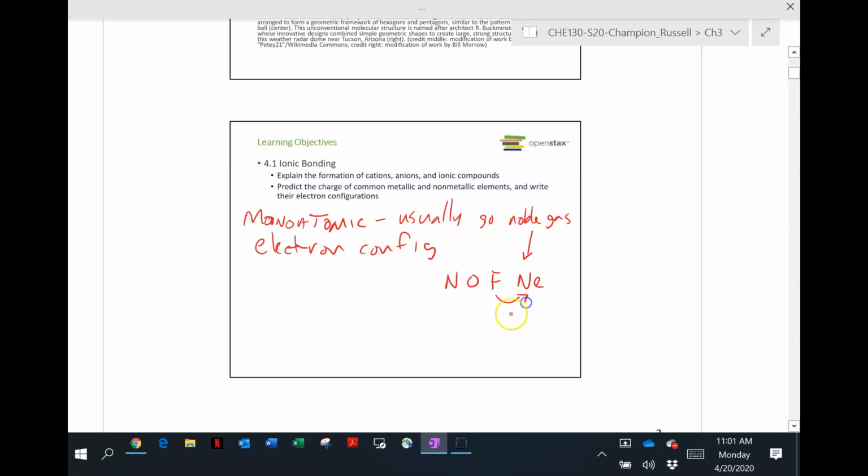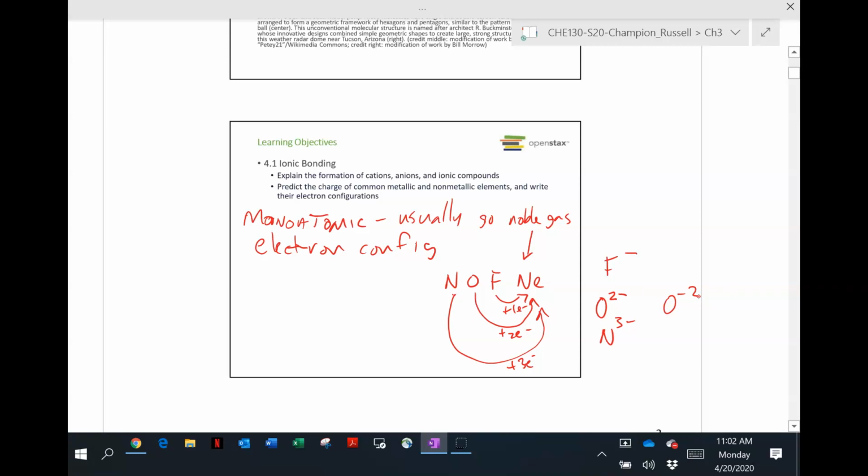Fluorine will pick up one electron and form F-, fluoride. Oxygen will pick up 2 electrons and form O2-, with the 2- in the superscript, oxide. And nitrogen will frequently pick up 3 electrons and form N3-, nitride. And again, whether I say O2- or O-2, that's the same thing.